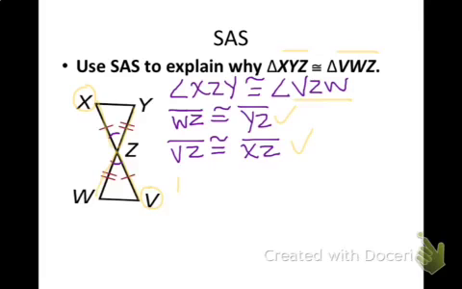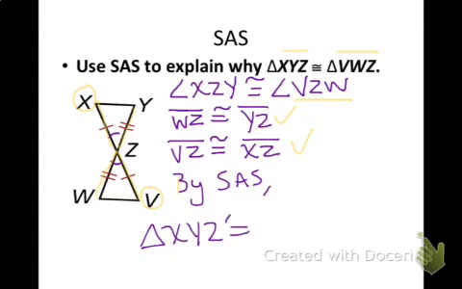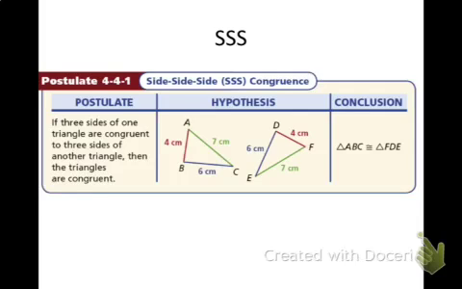So by SAS, the triangle XYZ is congruent to triangle VWZ. The last one is side, side, side, which is pretty easy. As you can see in the picture here, each corresponding side has the same length. So if all the corresponding sides have the same lengths, then that means you can conclude that they are congruent.